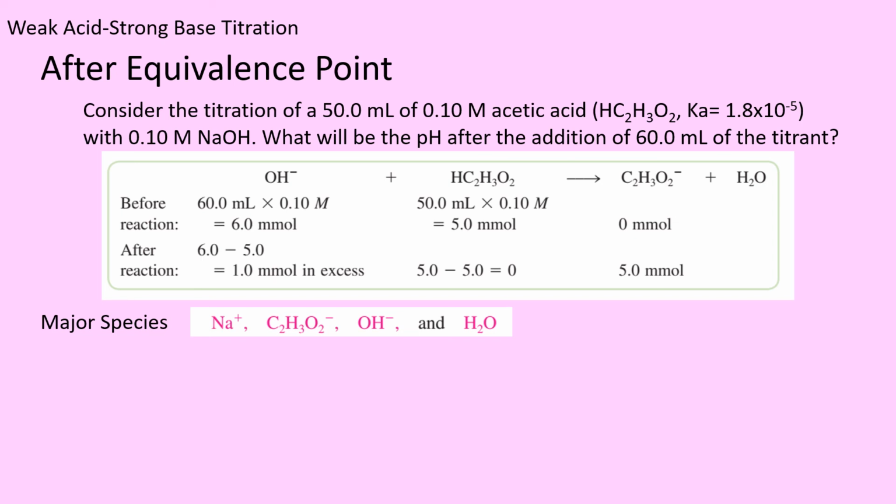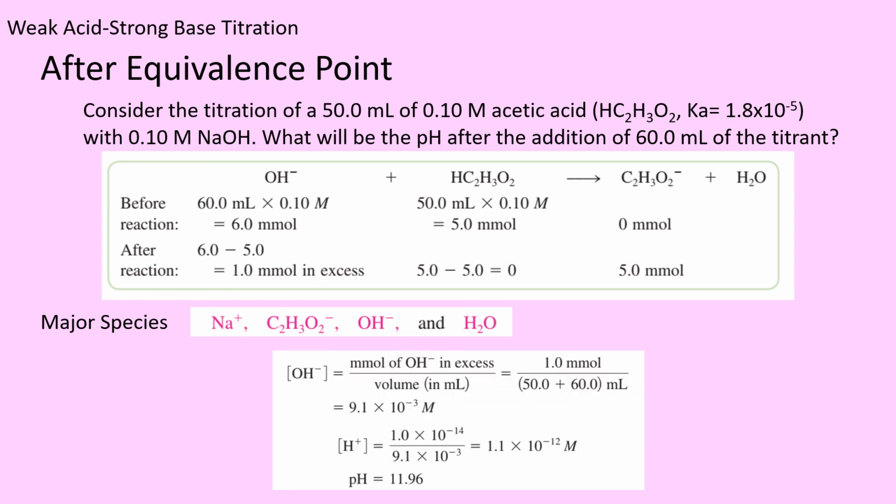Now, however, if we compare the two, the acetate ion is a much weaker base compared to the hydroxide ions. So therefore, the amount of hydroxide ions produced by a reaction of acetate ion with water will be small compared with the excess hydroxide ion, which is already in the solution. So what will determine pH? It will be determined by the excess hydroxide ion. So therefore, the acetate ion concentration will be negligible in its effect on calculating the pH after equivalence point.